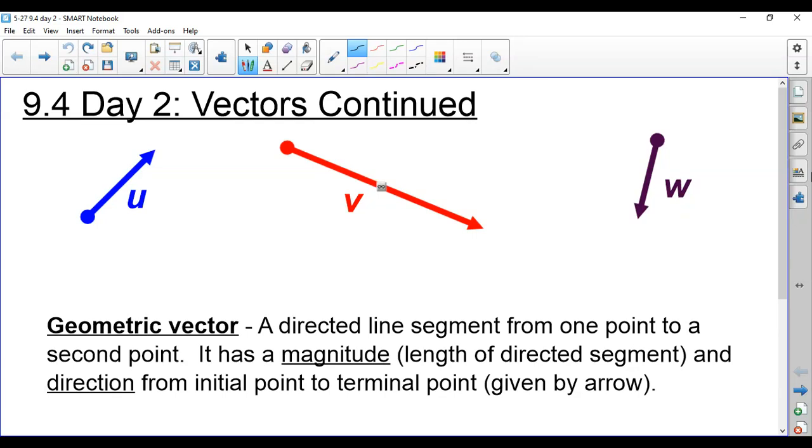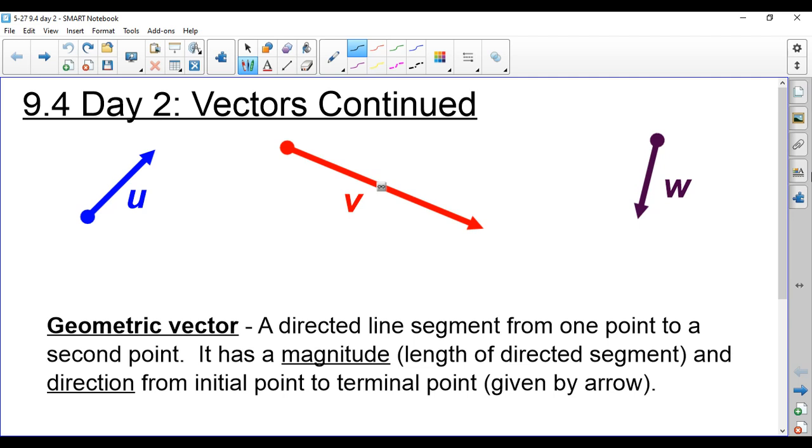You were introduced to vectors, the definition of vectors, on the activity that you did last Thursday. And you saw some of the applications and ways that they can be used to combine forces or movement, and usually those are physics applications. We're going to talk a little more specifically about vectors over the next couple days.